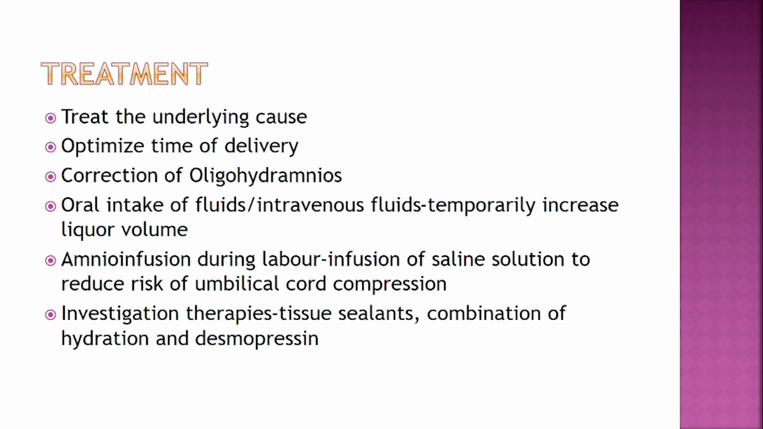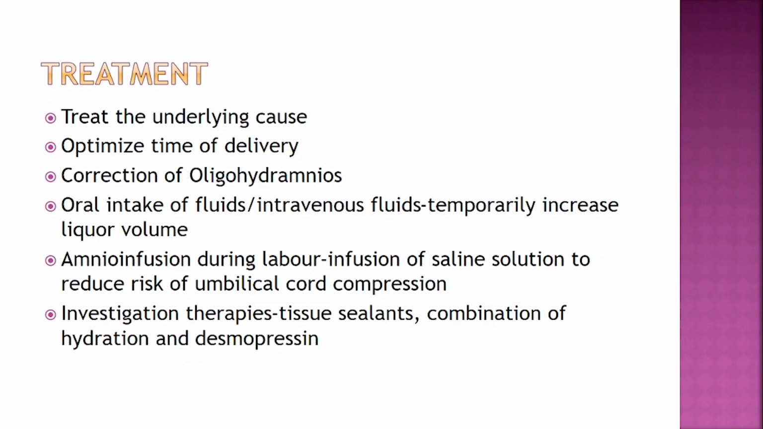Then, temporary steps that we can take to correct oligohydramnios. Oral intake of fluids or intravenous fluids is found to temporarily, just temporarily, increase the liquor volume. Then, amnioinfusion during labor. Infusion of saline solution to reduce the risk of umbilical cord compression, because umbilical cord compression is one of the complications of oligohydramnios. So, amnioinfusion during labor, just to prevent umbilical cord compression. Also, there are therapies that are still under investigation, still being developed: tissue sealants, and a combination of hydration and desmopressin.